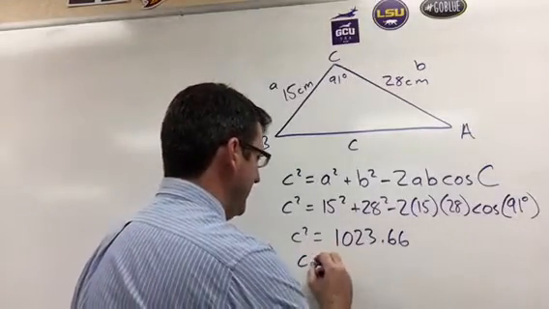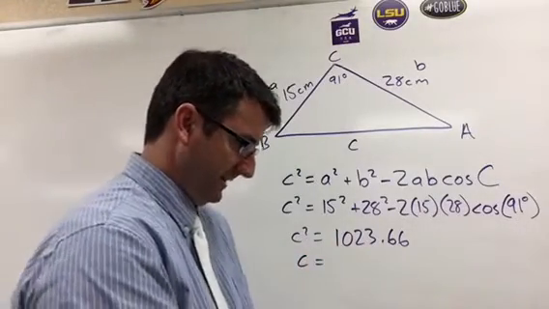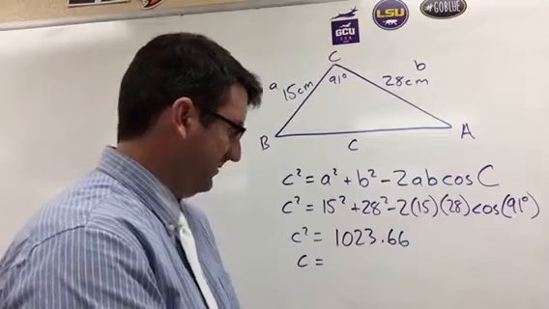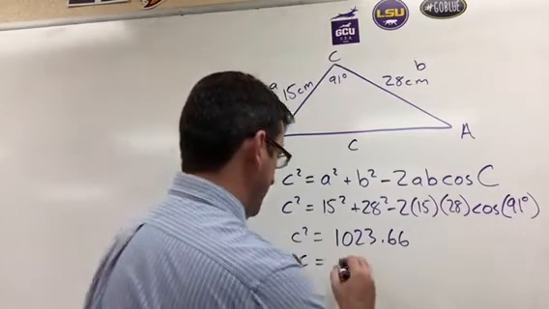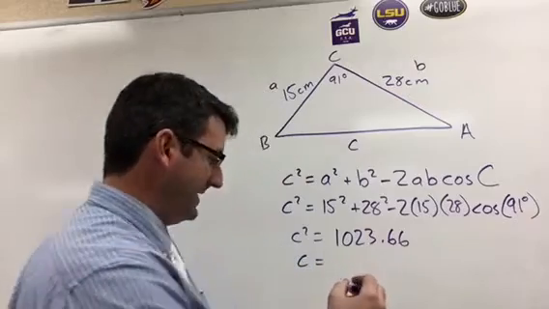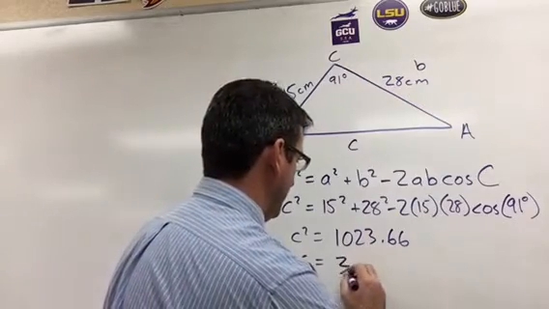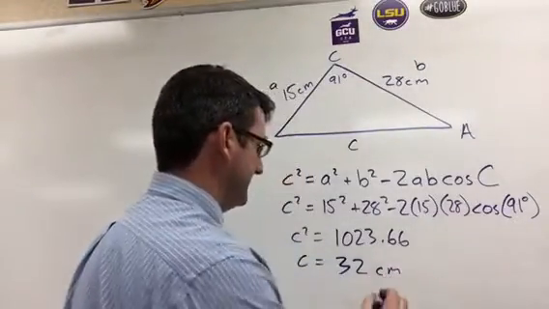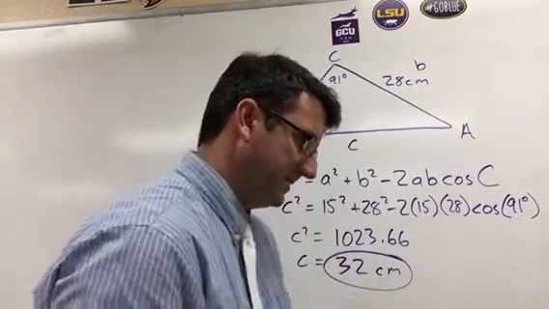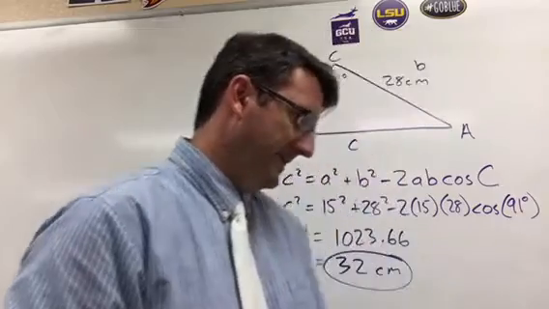So to get c, we need to take the square root of that. So the square root of 1023.66 is 31.99, which rounds to just 32 centimeters. And so for number 9, that is D.